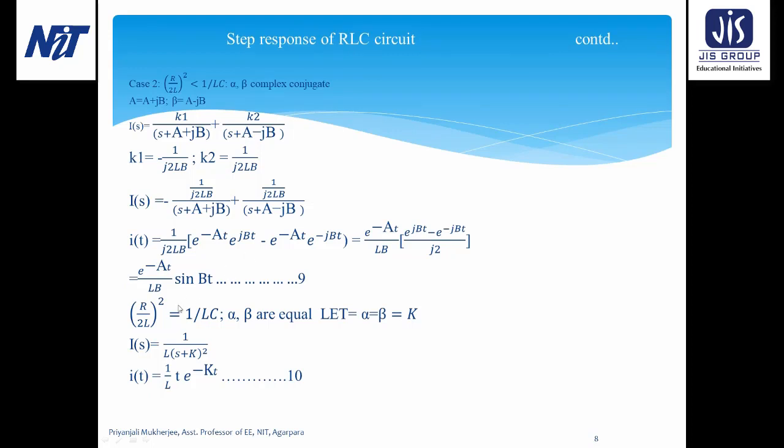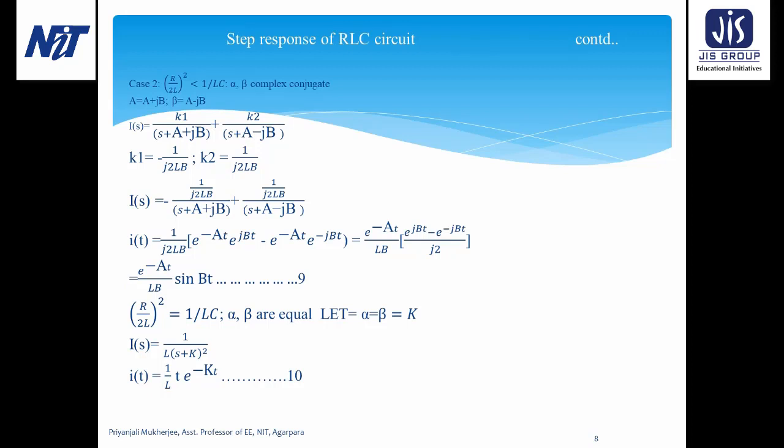Taking the inverse Laplace transform, we find the equation of i(t) is e to the power minus At by LB into sin Bt. And for the third case, where (R by 2L) whole squared is equal to 1 by LC, that means alpha and beta are equal, and we consider alpha equal to beta equal to k. Then I(s) is equal to 1 by L into (s plus k) whole squared. Taking the Laplace inverse of this, we find that i(t) is equal to 1 by L into t into e to the power minus kt.